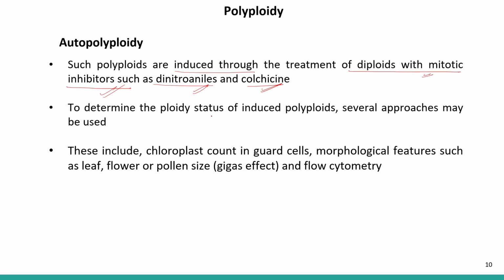To determine the ploidy status of induced polyploids, several approaches may be used. They include chloroplast count in the guard cells, morphological features such as leaf, flower, or pollen size, or flow cytometry. These are some of the approaches used to determine the ploidy status in polyploids.